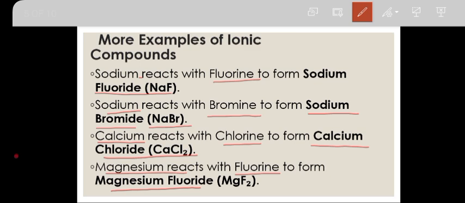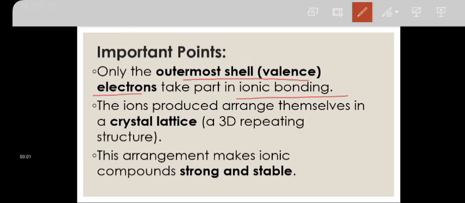These elements and atoms are combined with each other through bonding, and this bonding is ionic bonding. Okay, my amazing students, it's time to discuss some important points. Only the outermost electrons, the valence electrons, which are present in the outermost shell of any atom, take part in ionic bonding. Other electrons do not take part in ionic bonding.